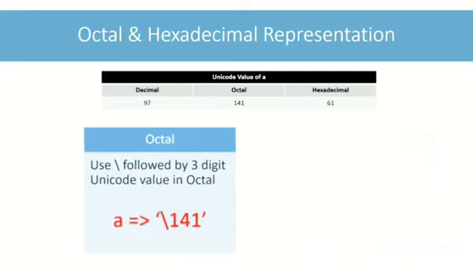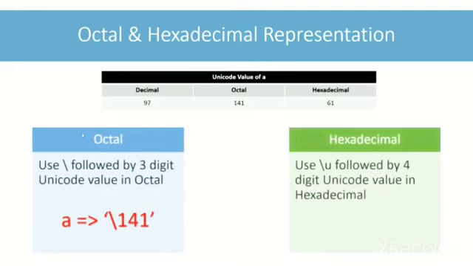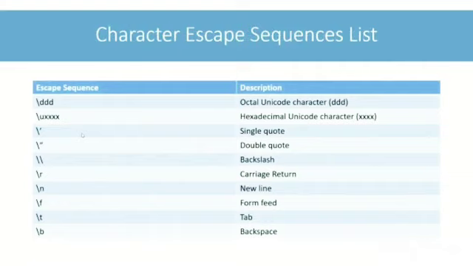For hexadecimal form, use the backslash and u and then exactly 4 hexadecimal digits of the Unicode value. A small a in hexadecimal form will be written like this. This table lists the character escape sequences in Java. You can use it as a handy reference.